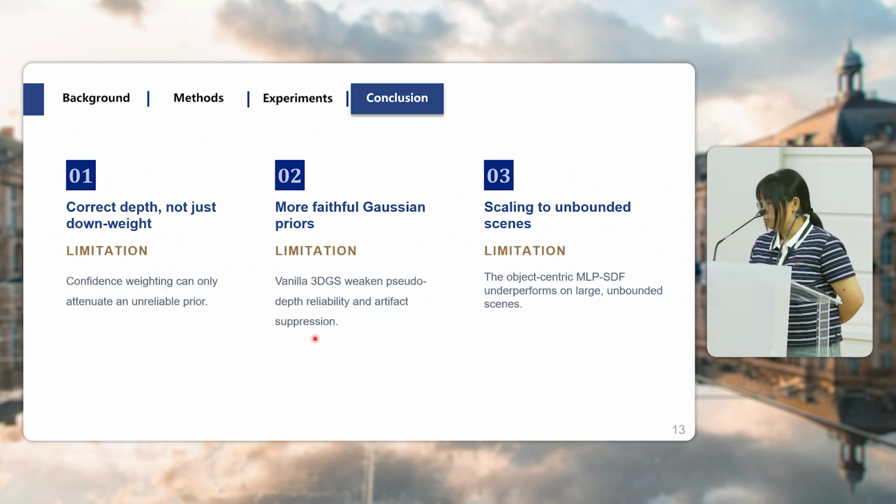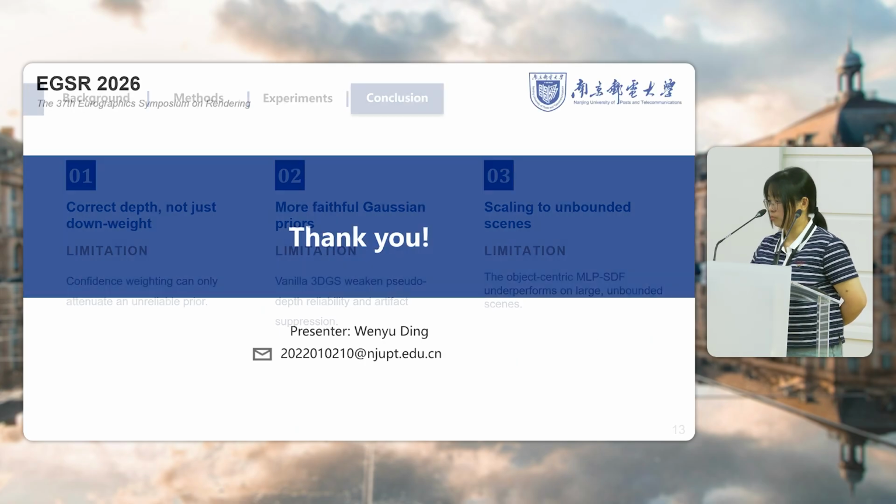Second, we build on the original 3D GS, which leaves many floaters. We would like to plug in a more accurate Gaussian representation. Third, our network is designed for object level synthesis. Future work could use hierarchical networks to extend its capacity.